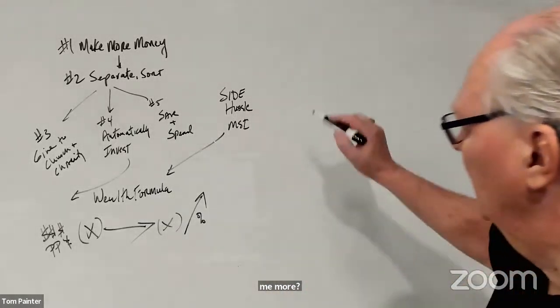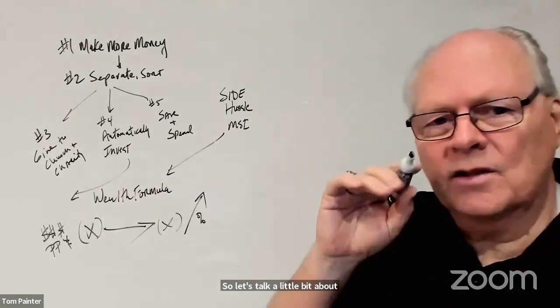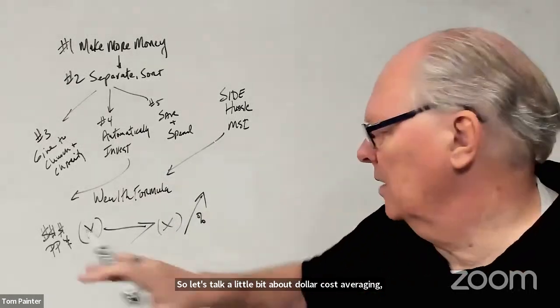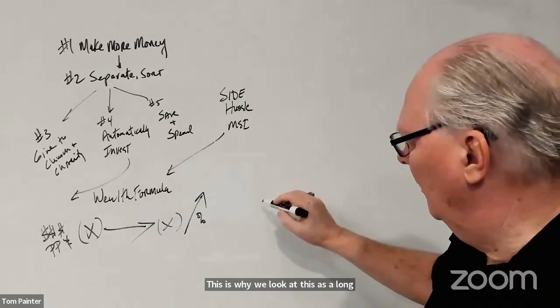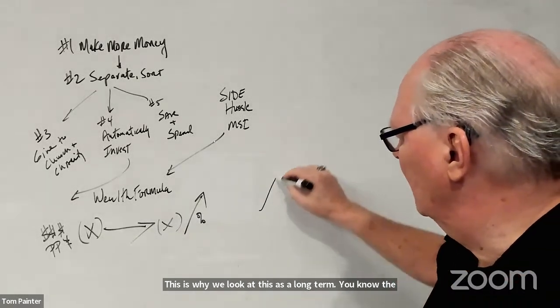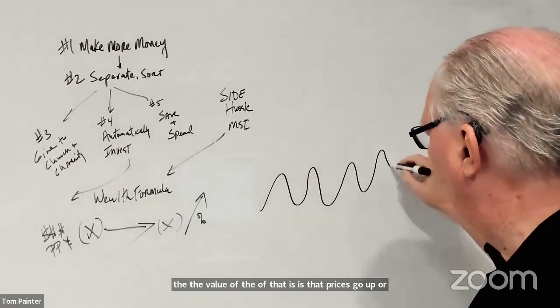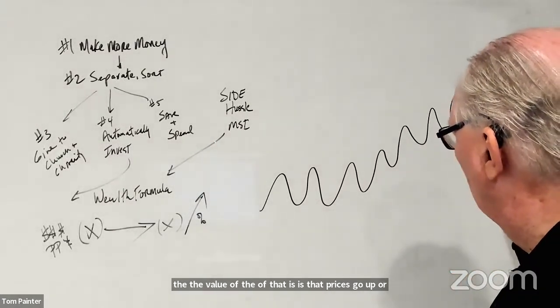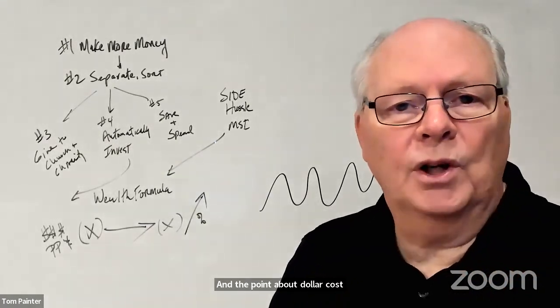So let's talk a little bit about dollar cost averaging. And this is really kind of important. And this is why we look at this as a long term. The value of that is that prices go up or down over a period of time. And the point about dollar cost averaging is that you can buy more shares.